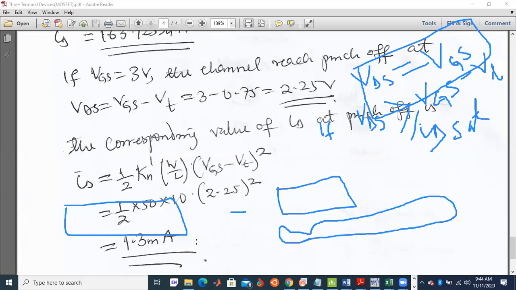Please, is it clear? Clear? Yes, it's clear.